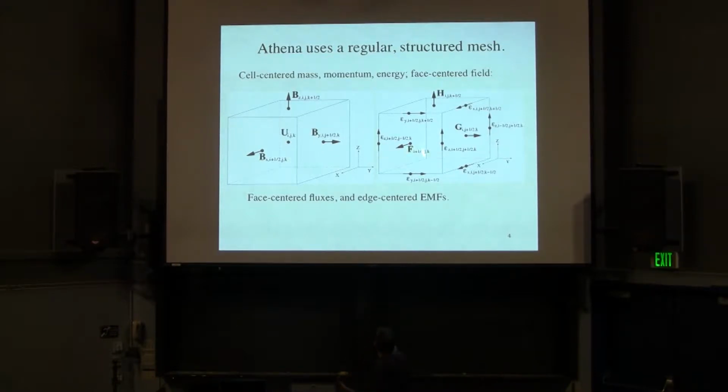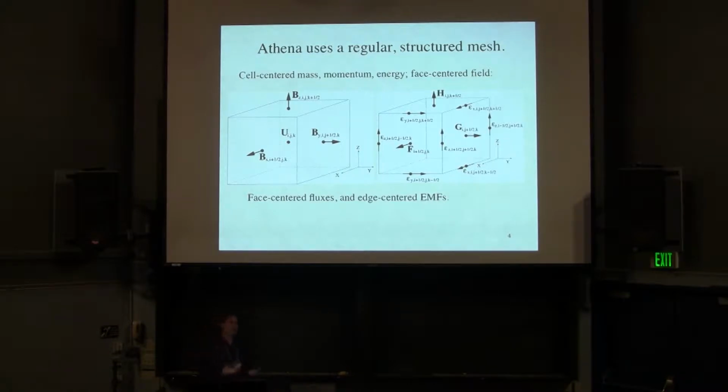And then the fluxes that are used to update these quantities, in the case of the cell-centered quantities, are located at face centers, whereas for the magnetic fields, the fluxes are the electric fields located at the cell edges, at the corners in 2 dimensions. And then each of these cells is replicated in a regular fashion across the entire mesh. That's what I mean by a regular structured mesh.